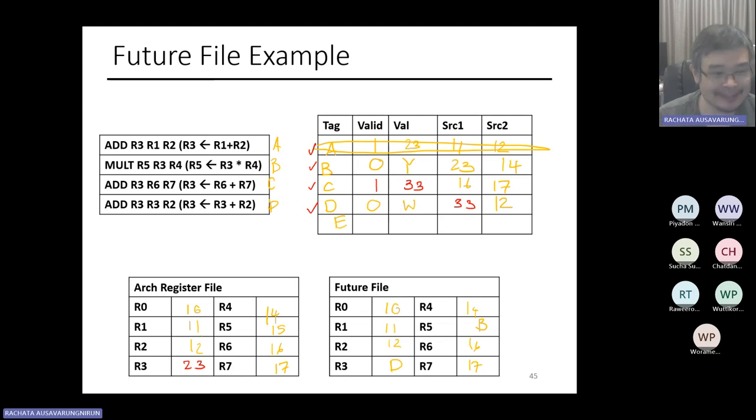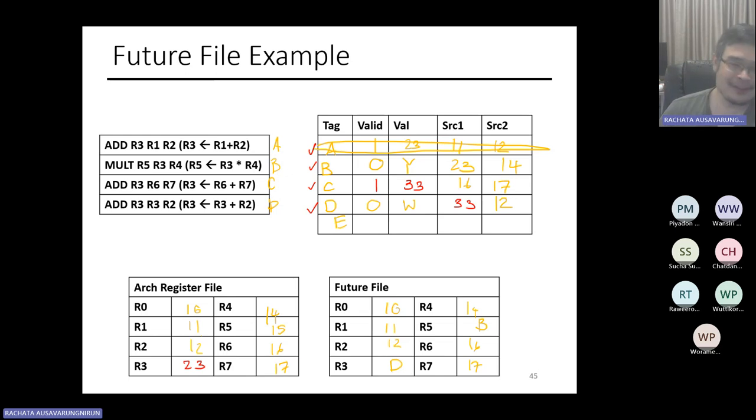Because that's not the oldest instruction in the reorder buffer, I keep the architectural register file the same because I still need to wait for B to finish. This way, if instruction B somehow caused an exception, I look at the architectural file, because here's the most updated version of my registers. Instructions C and D never happened from the programmer's point of view. It's still in the future file. If I handle the exception and come back, I have the state. I can resume right away.